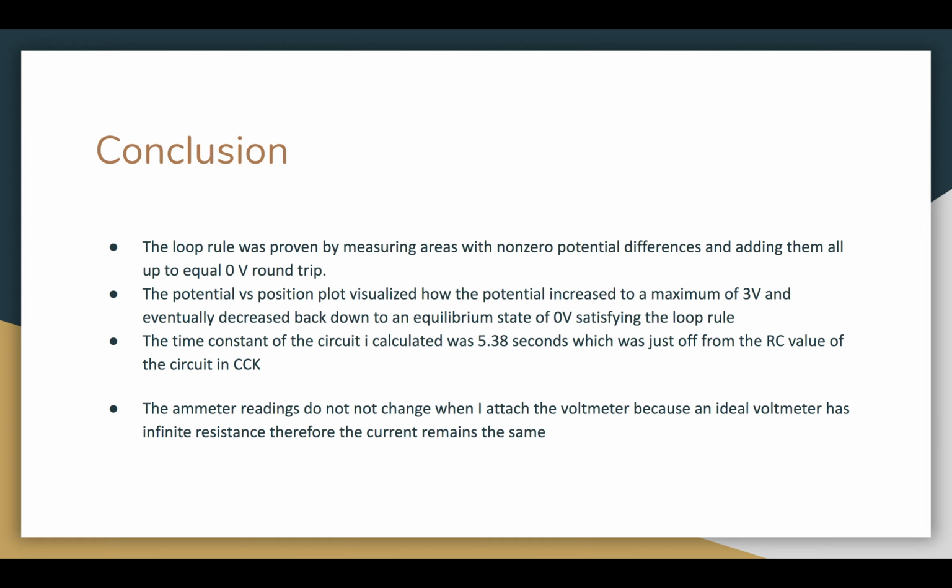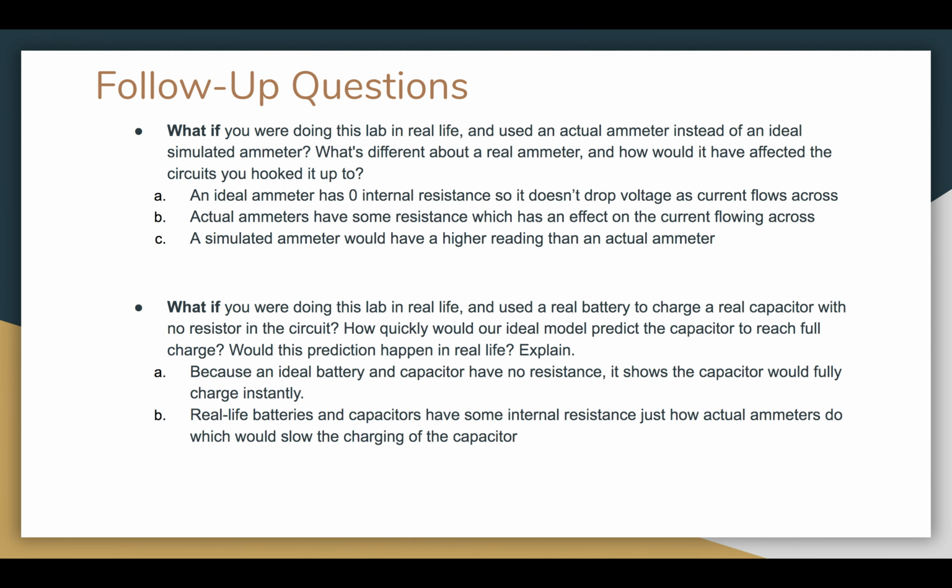The time constant I calculated was 5.38 seconds, which was just off from the RC value of the CCK. The ammeter readings do not change when I attach the voltmeter because an ideal voltmeter has an infinite resistance, therefore the current remains the same.